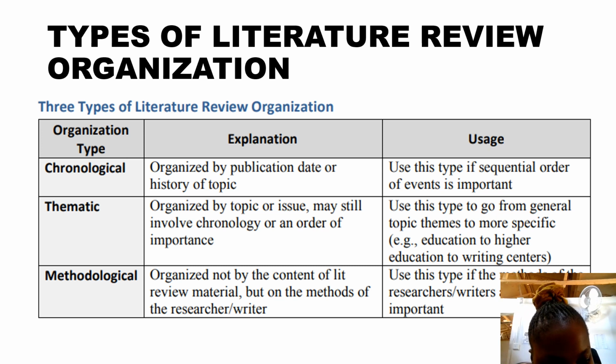Then if you don't want thematic, you can do this third type called the methodological type of literature review. It's organized not by the content of the literature, but on the methods of the researchers. You use this type if you want to talk about the methods which were used and how they help, or how they have a gap. Maybe you want to expose the gap in the methods which were used before.